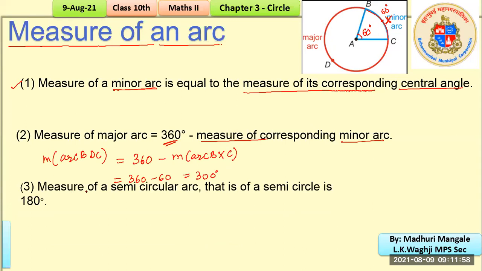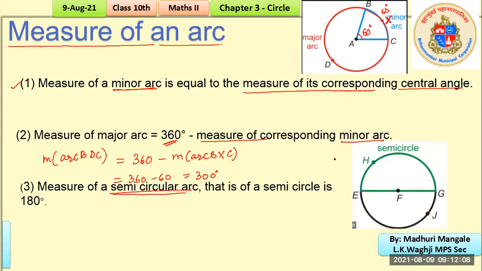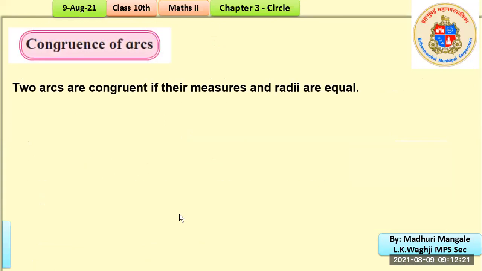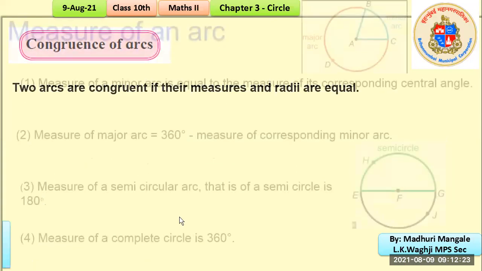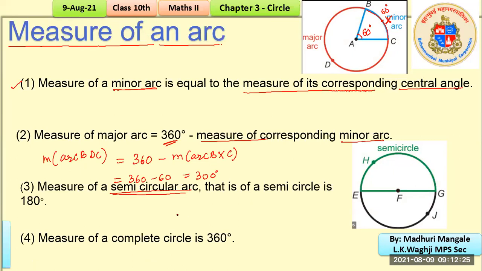Next, what is the measure of a semicircular arc? It will be half of 360, right? And half of 360 is 180 degrees. So exactly half of 360 will be 180 degrees. And we know the measure of the complete circle is 360 degrees. Okay, everyone, so these are the very basic things about arcs.